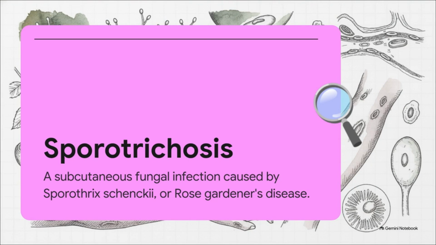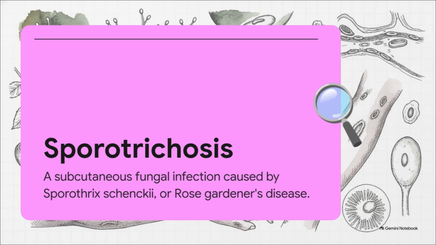Sporotrichosis is essentially a global opportunist. It's a widely distributed infection caused by the fungal organism Sporothrix schenckii. Now, in clinical vignettes and out in the real world, you're very often going to hear it referred to by its colloquial name, rose gardener's disease. And honestly, this name gives you a massive hint about who typically gets this and how it's transmitted.